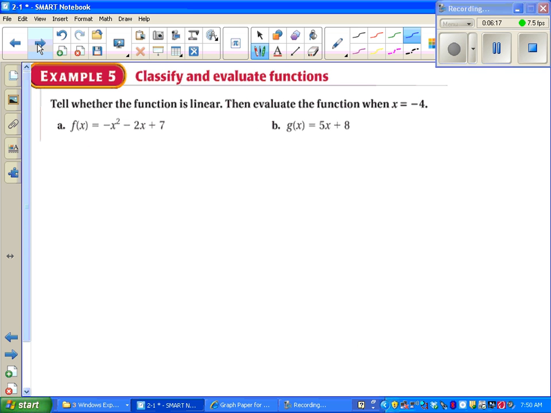Next, we're going to decide whether a function is linear. Remember, linear means the highest exponent is 1. First one we can see already, we've got an exponent that's 2, so this is not linear. And then we're asked to evaluate the function when x equals -4. Second one, we can see that the highest exponent is 1, so this is linear.